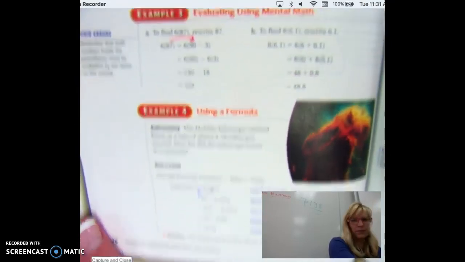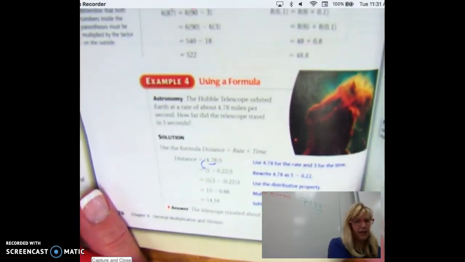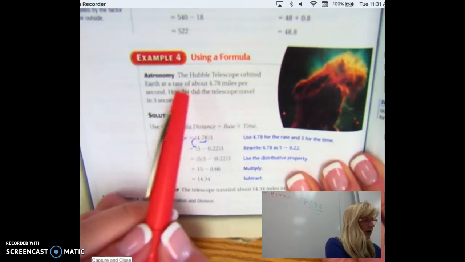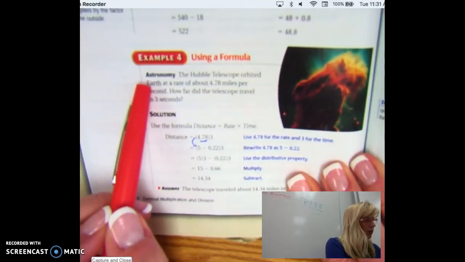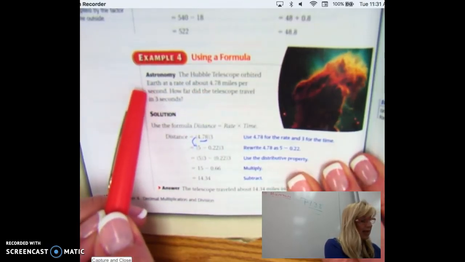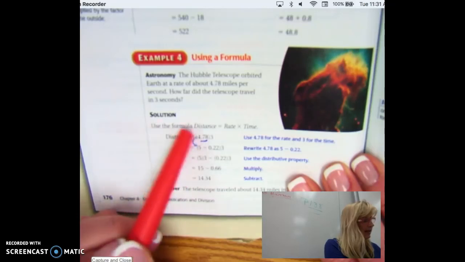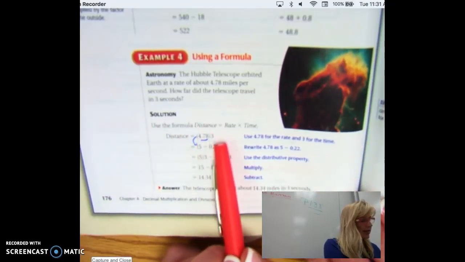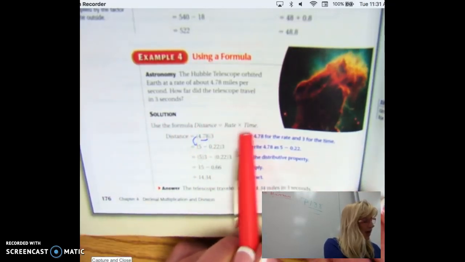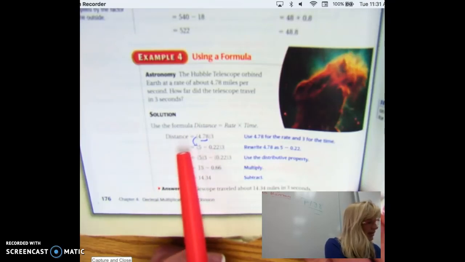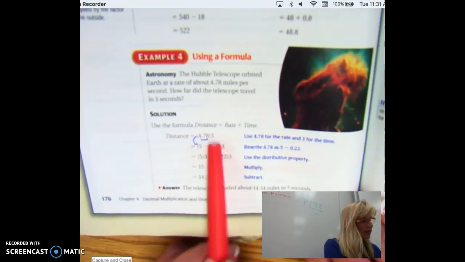So this one I thought was really interesting. We've got the Hubble telescope. It orbited Earth at the rate of 4.78 miles per second. How far did the telescope travel in just 3 seconds? So here's what they did. They used the formula distance equals rate times time. And we know that distance is 4.78 times 3.